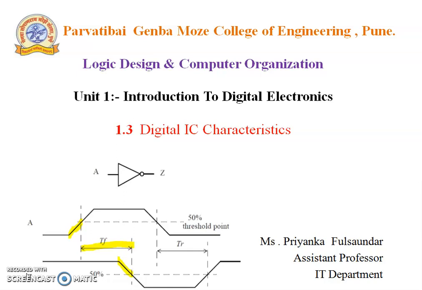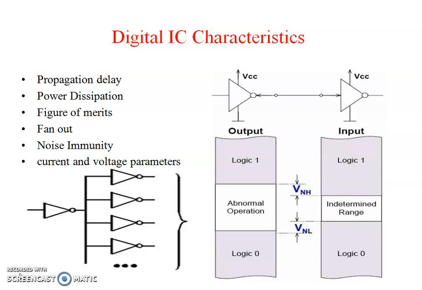In my previous video, we discussed digital logic family and classification of digital logic family. In this video, we discuss integrated circuit characteristics of digital logic family. IC is an abbreviated form of integrated circuit. We know that the ICs which we are using in digital circuits are known as digital ICs. These are the characteristics of digital ICs.